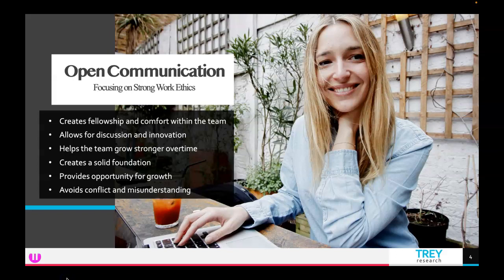Next, we have open communication. Here, we are focusing on strong work ethics by creating fellowship and comfort within the team. This allows for discussion and also innovation, helping the team grow stronger over time. This creates a solid foundation in the company, providing opportunity for growth and also avoiding conflict and misunderstanding within the group.